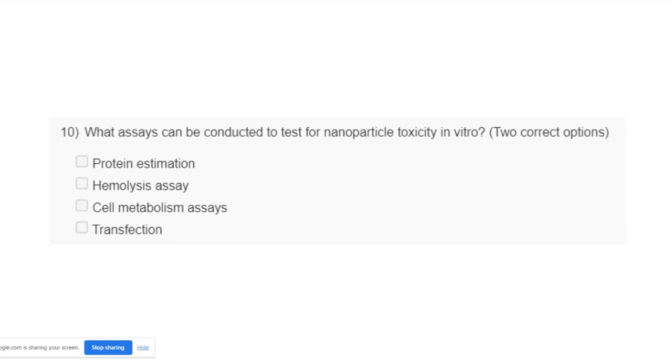Second and third. Hemolysis assay and cell metabolism assay. Okay. Yes, you guys are all correct. It will be the second and third options. So basically you can keep these nanoparticles with RBCs and also in the presence of cells to check either the hemolysis assay or the cell metabolism assays.